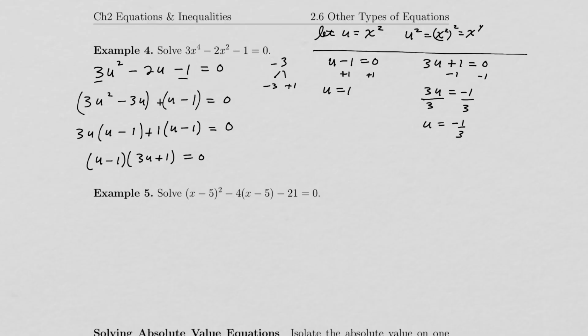Okay? But I need to solve ultimately in terms of x's, right? So now I substitute back in u is x squared. So this is really just x squared is equal to 1. And this would be x squared is equal to -1/3. Now I'm going to use the square root property. Well, the square root of 1 is just 1, right? So this first one gives us 2 solutions. X is equal to -1 and x is equal to +1.